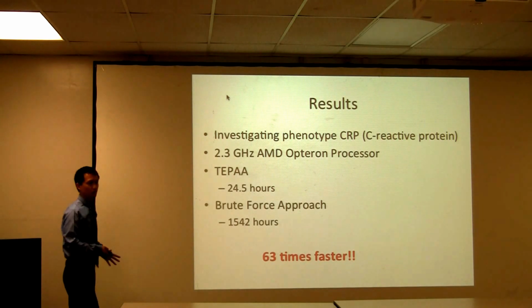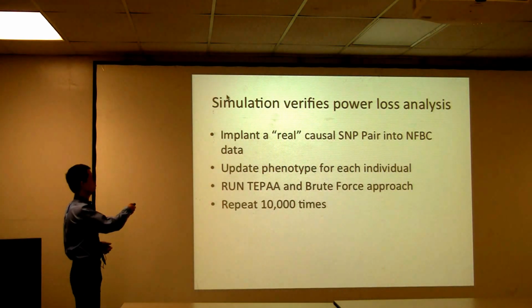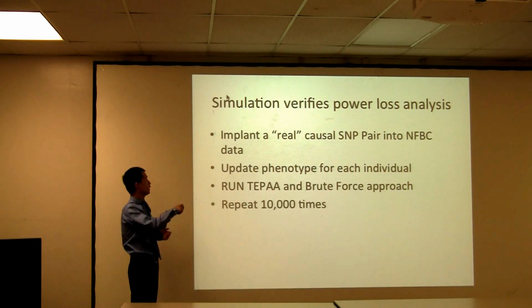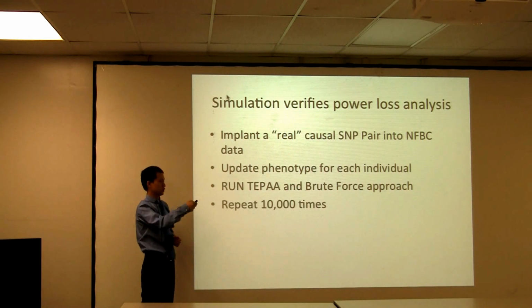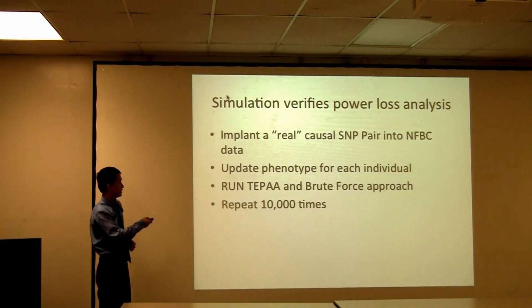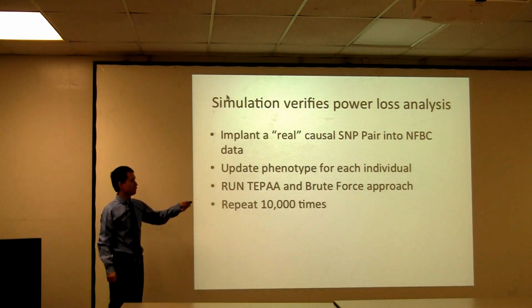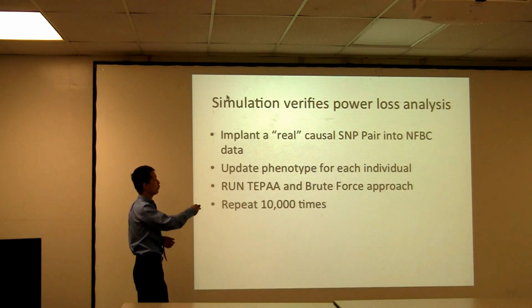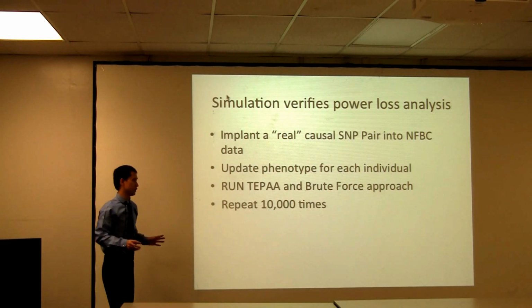Now let's see whether we really achieve 1% of power loss. We designed a simulation framework to verify the power loss. We implant a real causal SNP pair into the NFBC data, which is the North Finland birth cohort, and we update the phenotype for each individual according to whether they have the causal alleles on both SNPs or not.